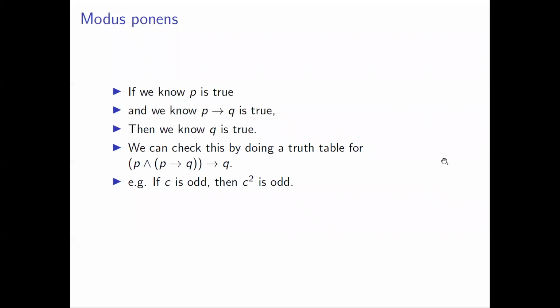So here's an example of using modus ponens for a step of some proof. Suppose the step is, we know that if C is odd, then C squared is odd. And suppose one of the other things we know is that C is odd. Then we can conclude, for the next step of our proof, that C squared is odd using those last two bullets and modus ponens.